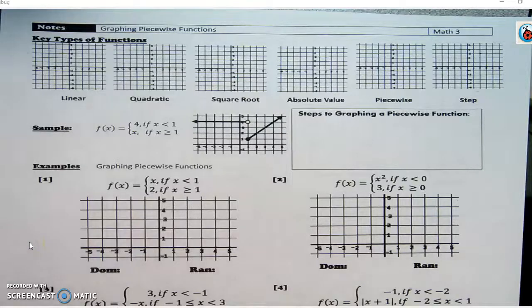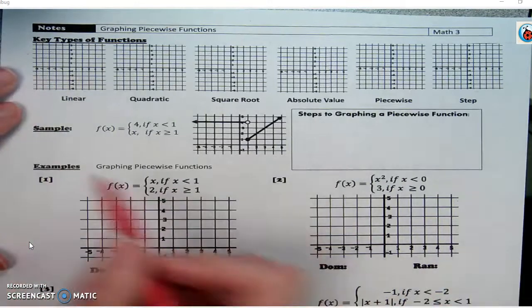Today we are graphing piecewise functions. I'm going to go pretty quickly, so feel free to pause the video at any time and go back and rewatch whatever you need to rewatch. First, we're going to go over different types of functions.